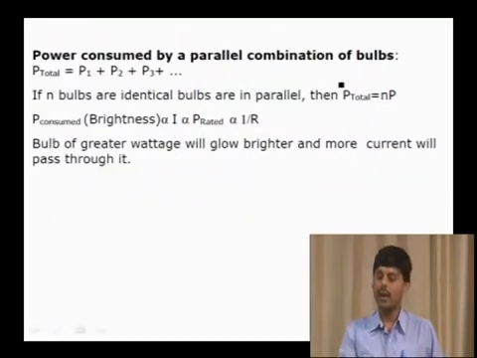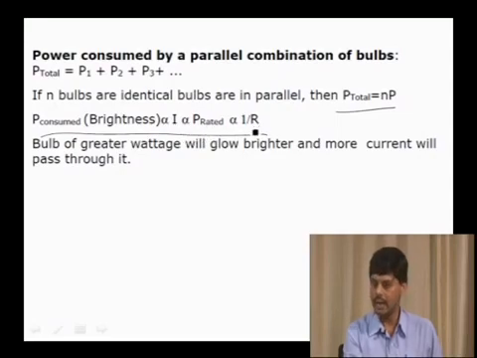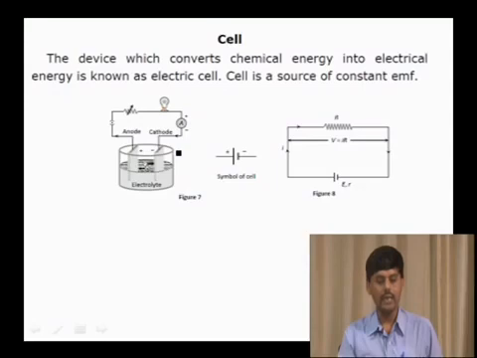Similarly, for a parallel combination of bulbs, the total effective power is P1 plus P2 plus P3. If all bulbs have equal voltage, then P total is equal to NP. Here the power consumed is directly proportional to the current, directly proportional to the P rated, and inversely proportional to R. It means that when bulbs are connected in parallel, the one with the greater wattage will glow brighter.